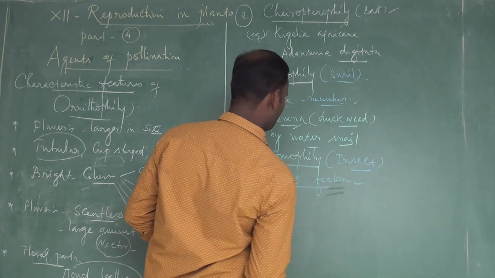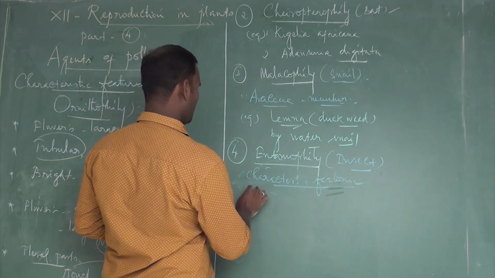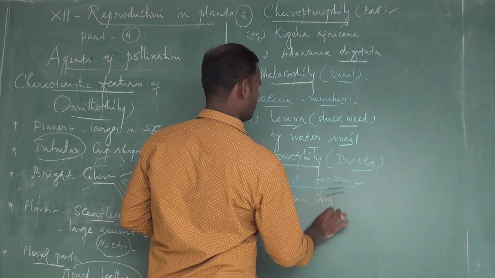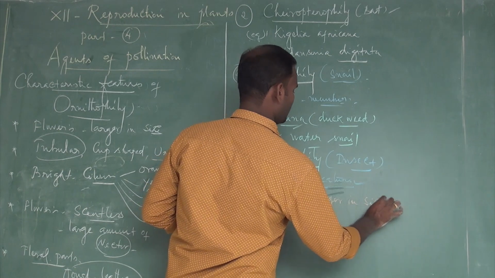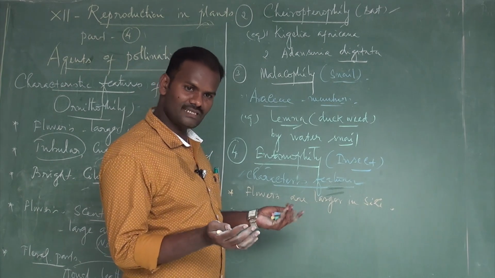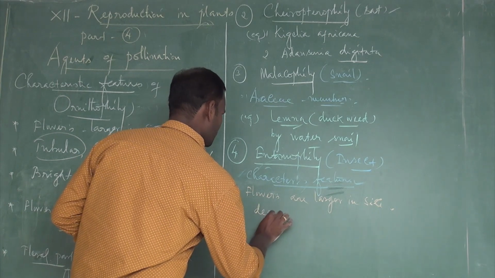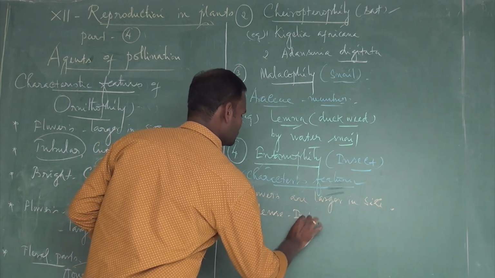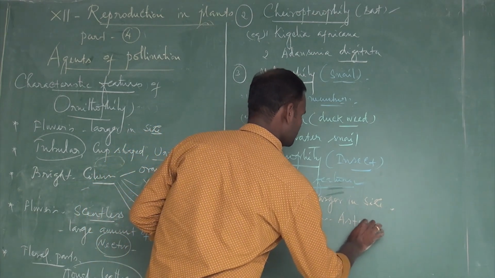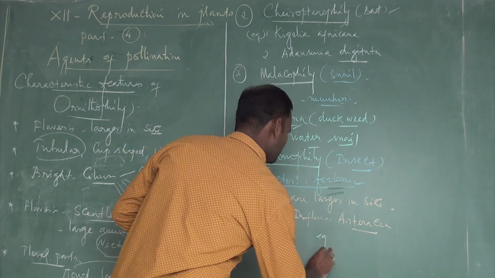Characteristic features of insect pollinating flowers. In general, the flowers are larger in size. In case of smaller flowers, they are aggregated and appear like a dense inflorescence. For example, the Asteraceae family. Example, sunflower.